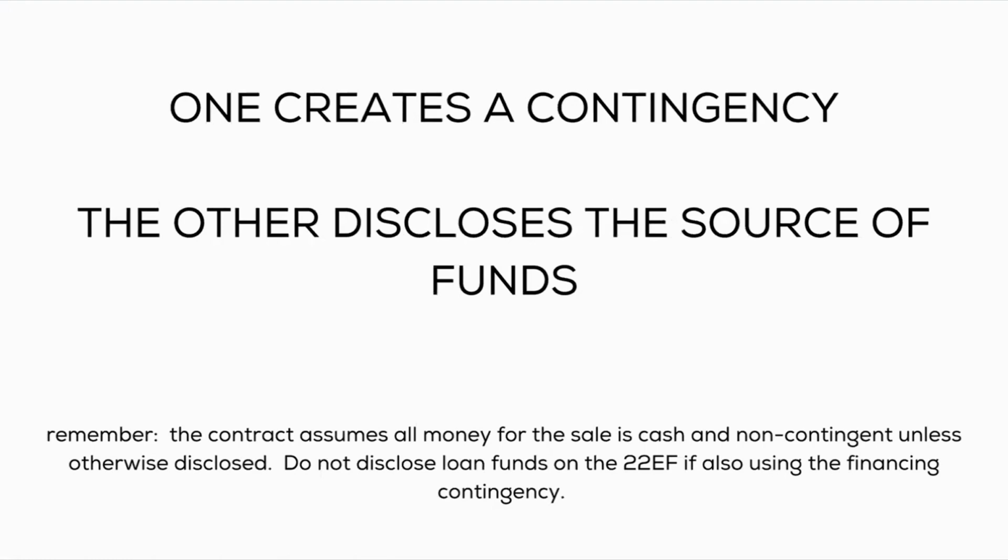So like I said, the financing creates the contingency, and the other one just discloses where the funds are coming from. So keep in mind, the reason we do this is because all contracts assume the money for the sale is going to be cash, non-contingent, unless it's otherwise disclosed. And it's our duty as agents to disclose where all money is coming from in this purchase. If you happen to use a 22EF, make sure you are not disclosing the financing on the 22EF and the 22A. You have to choose one of those two, because you're either going to create a protection for it, or you're just going to disclose that that is what the buyer intends to do.